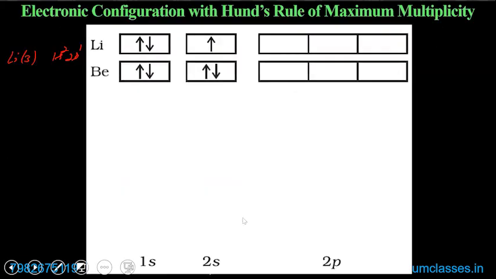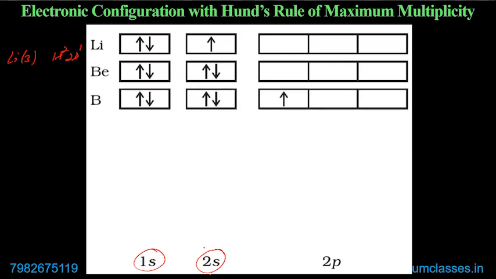So beryllium will have 1s2, 2s2 in the second shell also. Now boron has 5 electrons. So after 2s2, there will be only 1 electron in p, so it will be 2p1. 1s2, 2s2, 2p1. With practice, you will remember the sequence: 1s2, 2s2, 2p6, 3s2, 3p6, 4s2, 3d10.